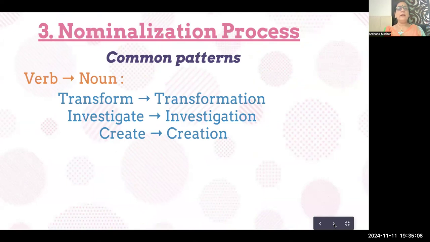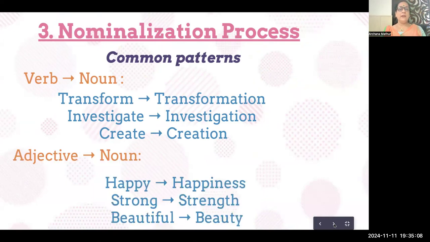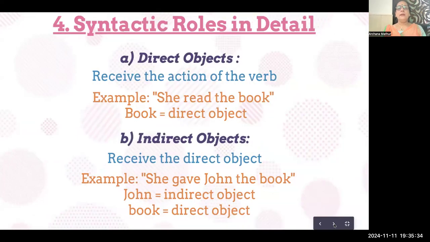Now we'll change the adjectives into nouns. Happy becomes happiness, strong becomes strength, beautiful can become beauty. So this is how we can change verbs and adjectives into nouns. This is the nominalization process or the changing process. I mean, this is also an exercise which is very, very common in examination or any kind of assessment. This is a bit difficult, but I'll try to explain as well as possible.